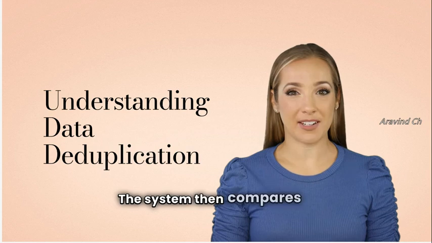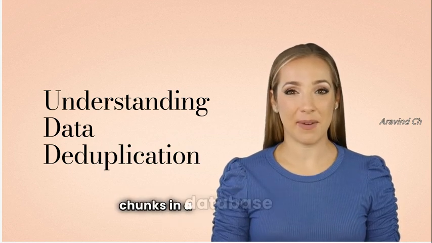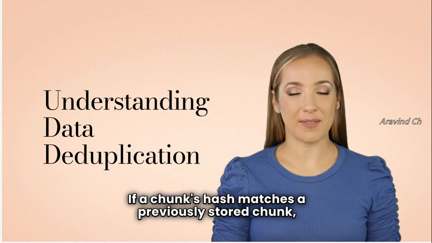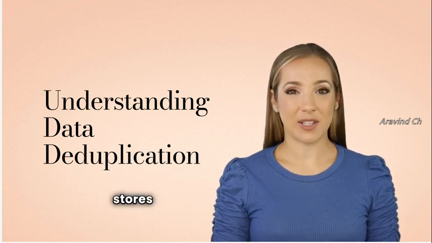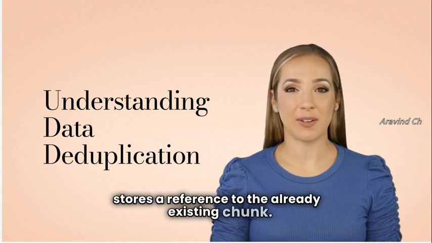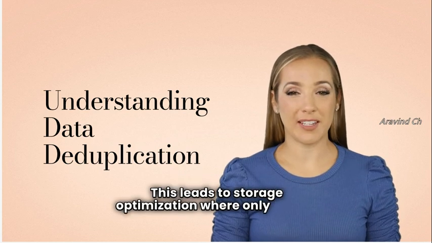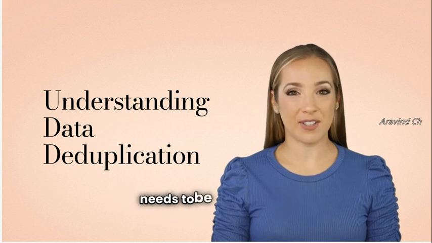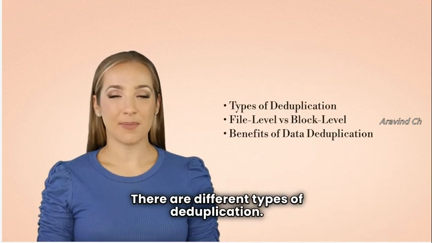The system then compares the hash of each new chunk with the hashes of previously stored chunks in a database or index. If a chunk's hash matches a previously stored chunk, the system doesn't store the chunk again. Instead, it stores a reference to the already existing chunk. This leads to storage optimization, where only unique chunks are stored, greatly reducing the amount of data that needs to be stored, discarding duplicates. There are different types of deduplication.